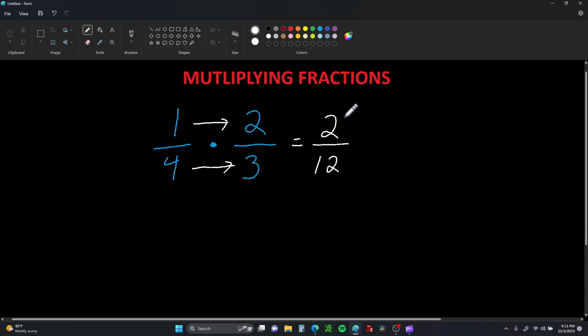And we're not done. This is the correct answer, but this can be further reduced. Since both 2 and 12 are divisible by 2, I can do 2 divided by 2 is 1, and 12 divided by 2 is 6. And this is the final answer. Let's look at a few more examples.